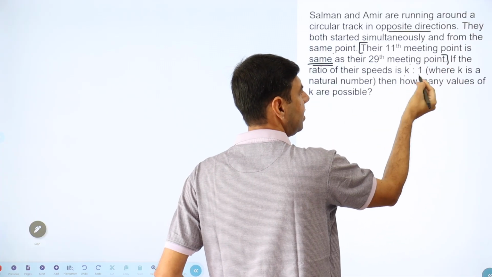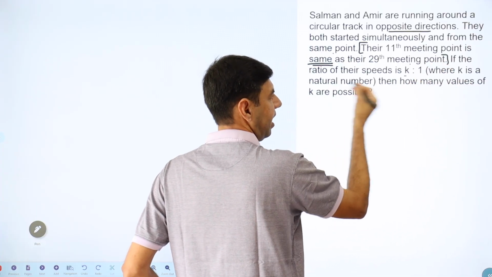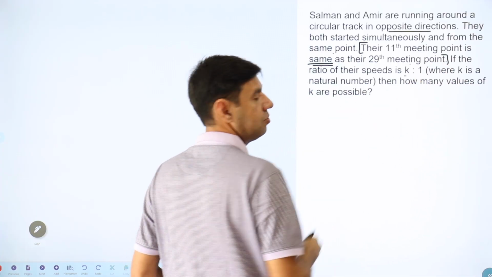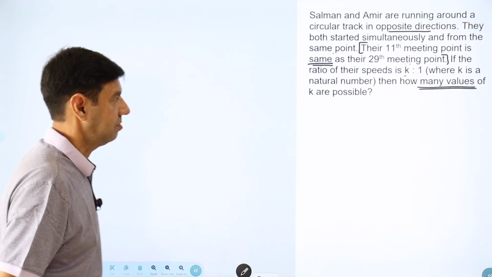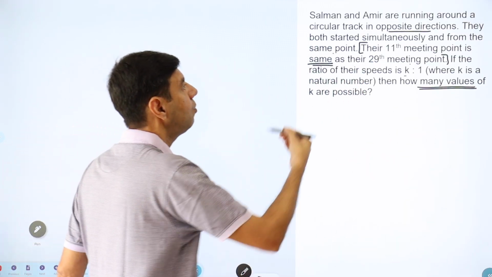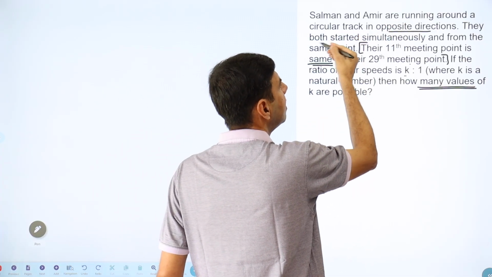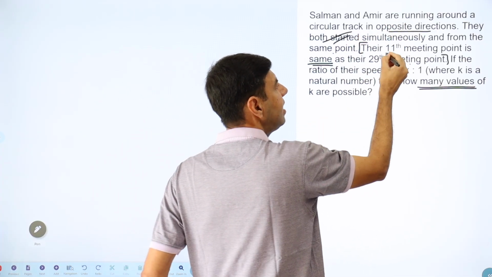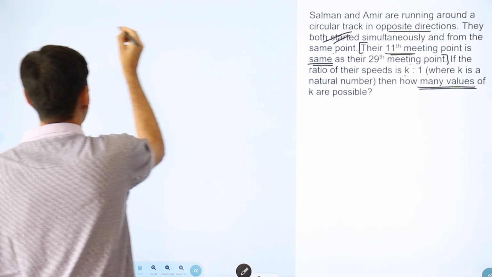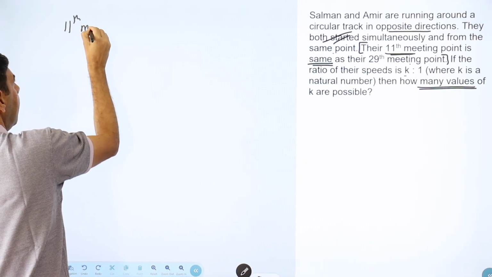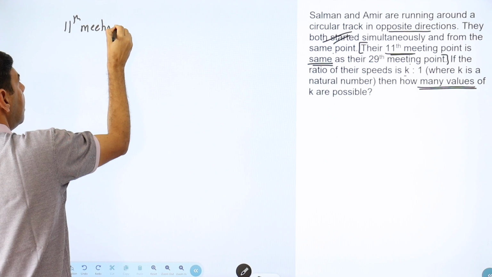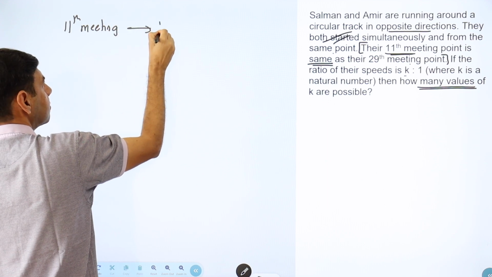If the ratio of speeds is k is to 1, k is a natural number, then how many values of k are possible? So the question is tough because it asks how many values are possible. So ignore the original start. Ignore this start. Take the 11th meeting itself. So I'm saying the 11th meeting, let this be a fresh start.